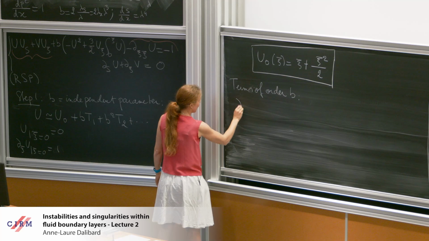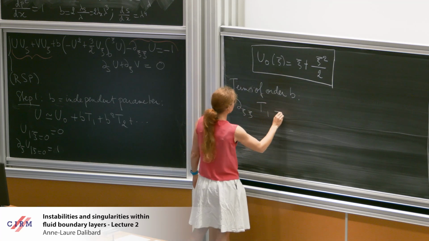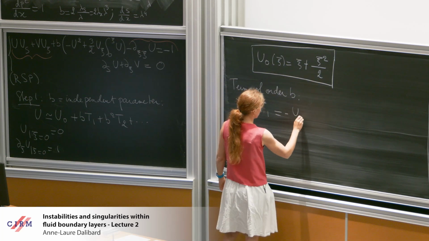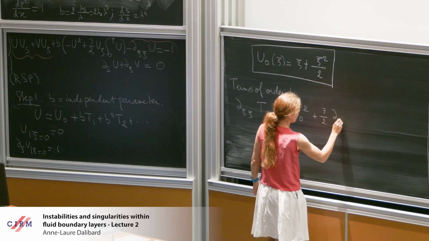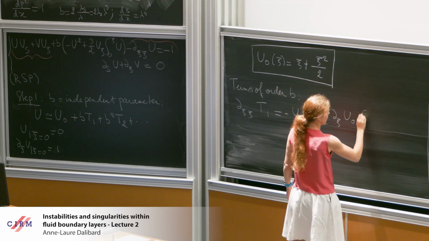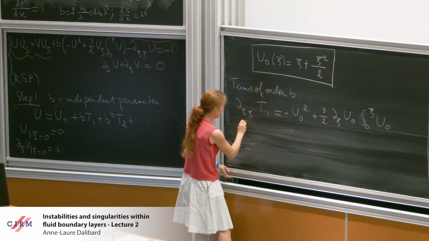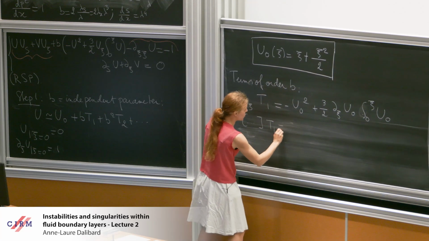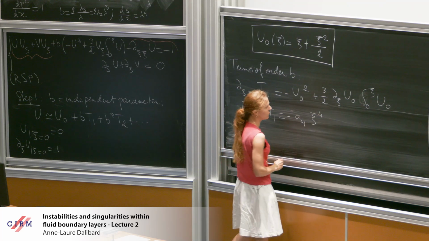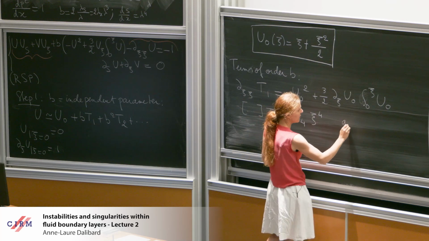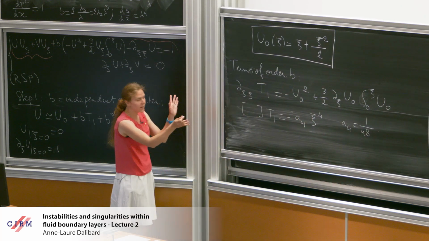Okay, and what you will get is that d xi xi of T1 should be minus U naught squared plus 3/2 of d xi U naught times the integral of U naught. And you compute what this is, and you find that T1 should be minus a quantity that I would denote by A4 times xi to the power 4. Okay, this is really just a computation. And this coefficient A4 is 1 over 48. Okay, so at this stage you have absolutely no choice.